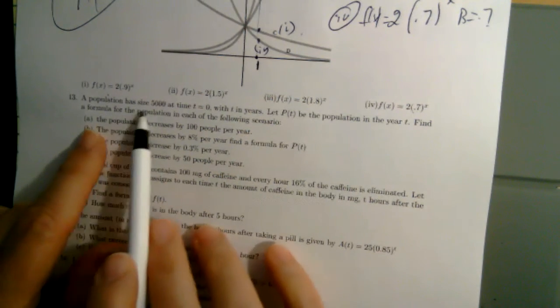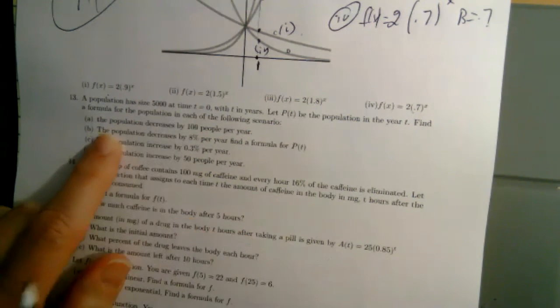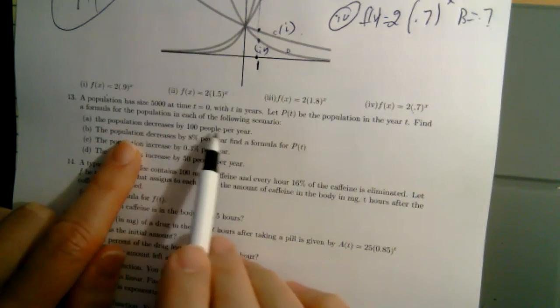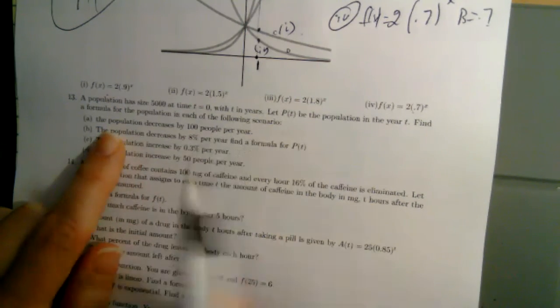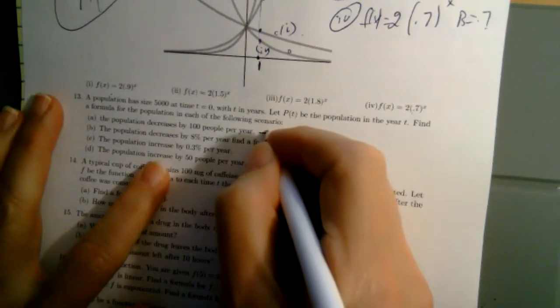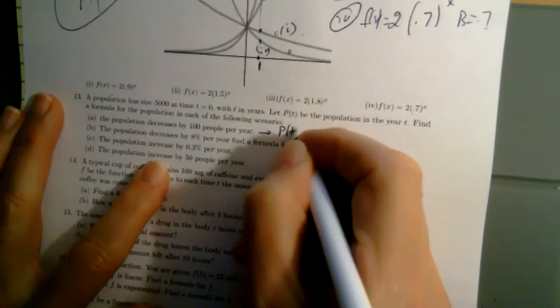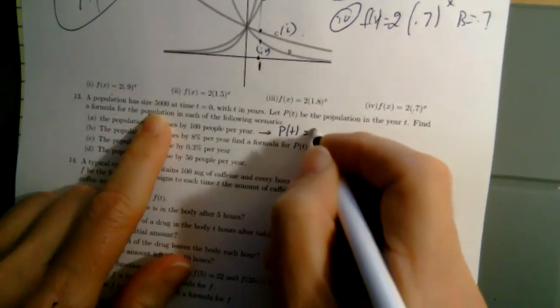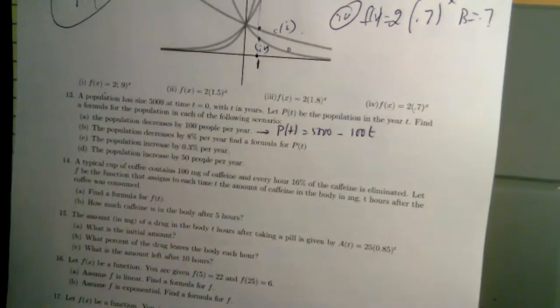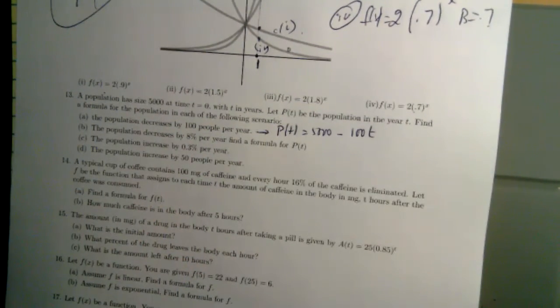So we have a population, it starts at 5,000. And it decreases by 100 people per year. Every year it decreases by 100 people. Is this a linear or an exponential growth? Linear. That's linear. And the formula for the population is easy because it starts at 5,000 and it decreases by 100 every unit of time. That's the slope.